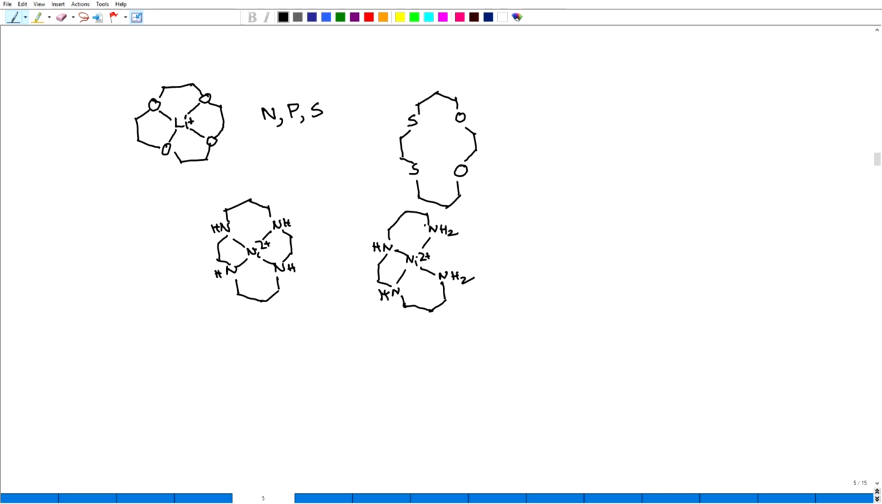So, the extra stability is called the macrocyclic effect. I will say that macrocyclic compounds bind metal ions with increased strength and stability compared to their open chain analogues, and this extra stability is termed the macrocyclic effect.